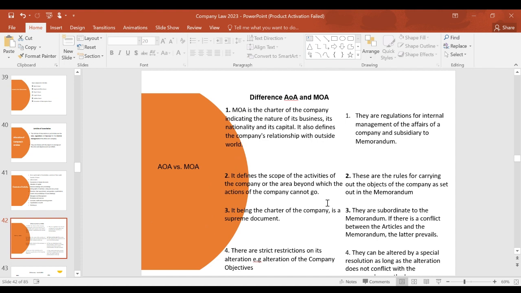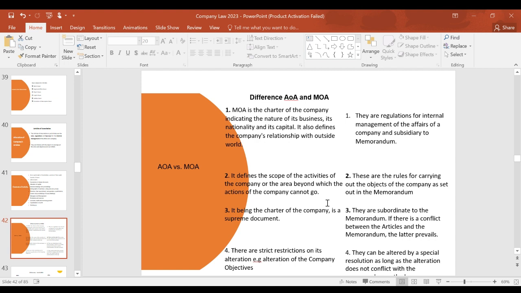The Memorandum of Association is also the supreme document of the company, as opposed to the Articles of Association, which is a subsidiary or subordinate document to the memorandum. Its work is mostly to look into the conflict and also the management process. And in case of any conflict between the Memorandum of Association and the Articles of Association, then the Memorandum of Association will prevail.